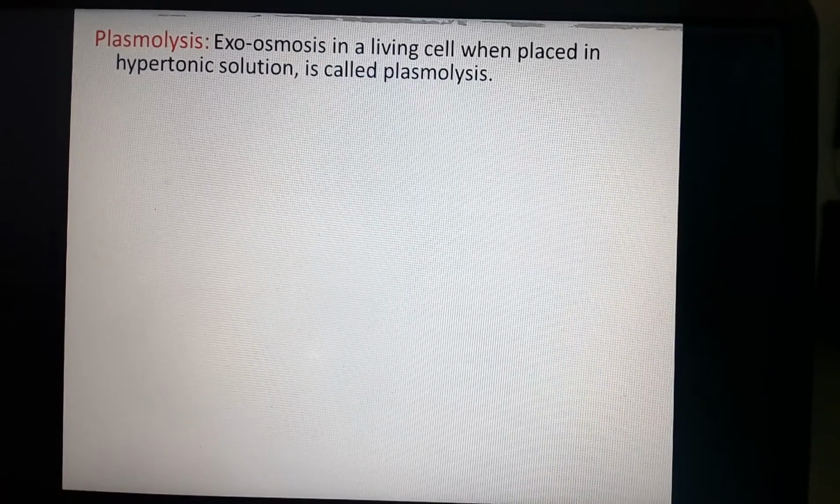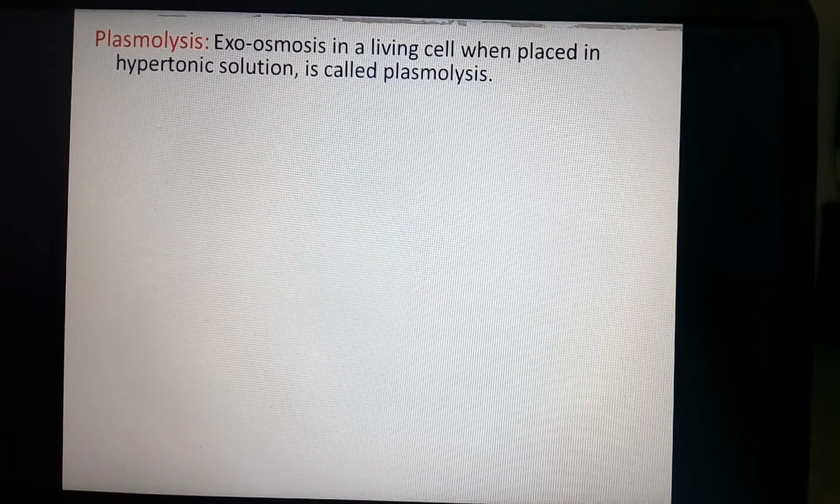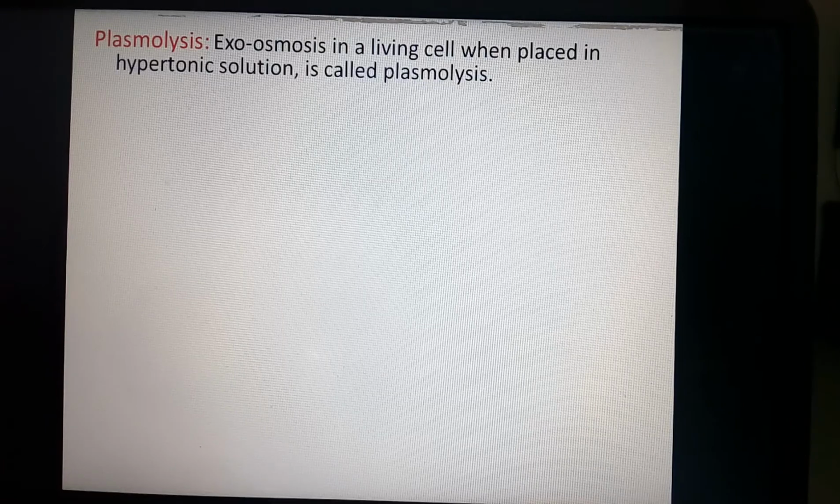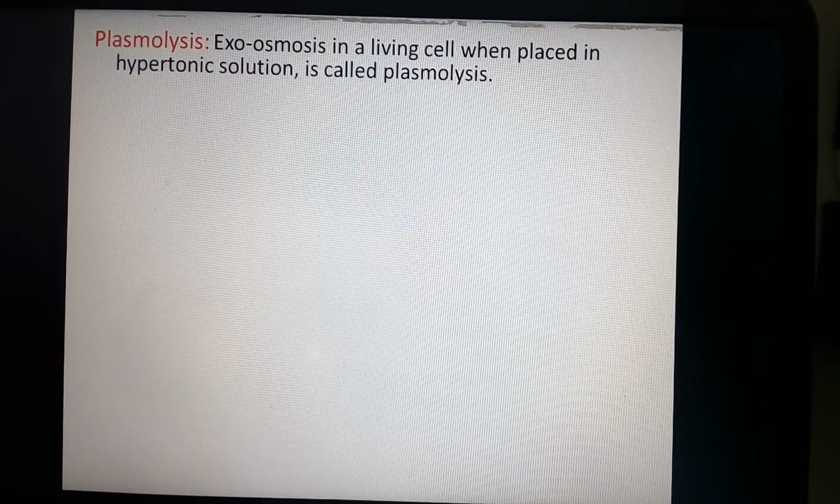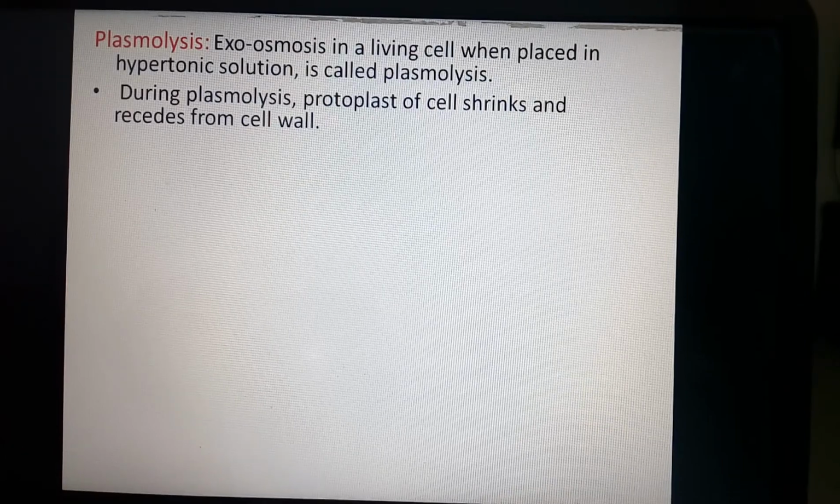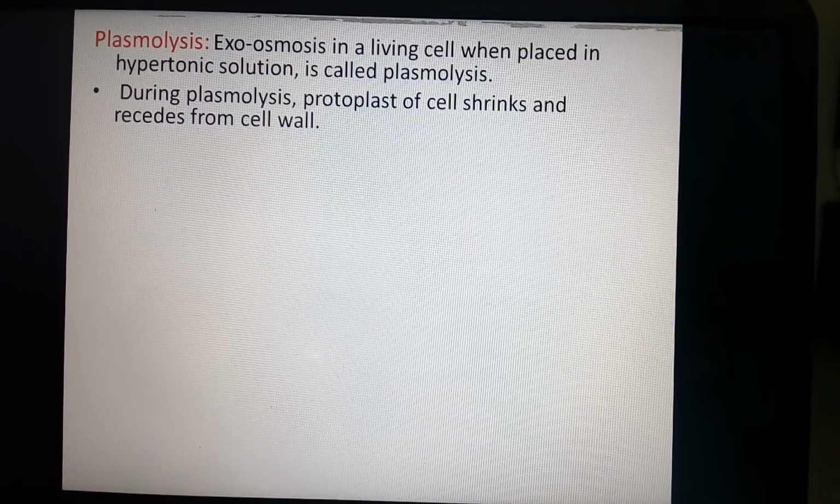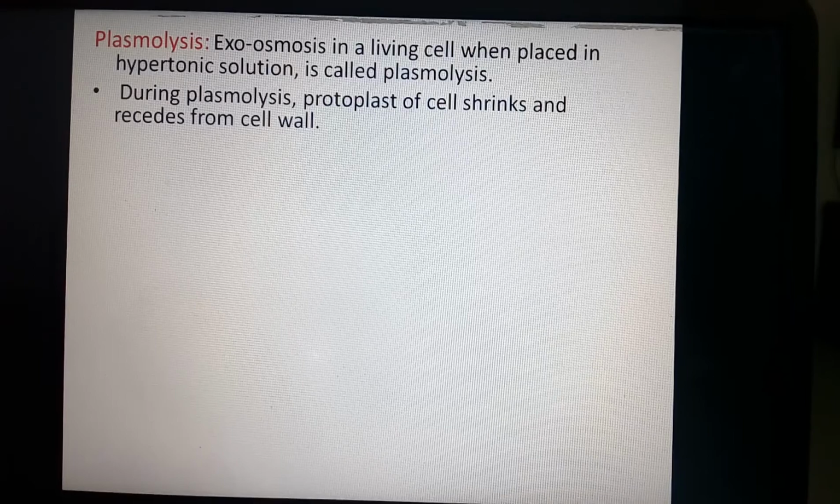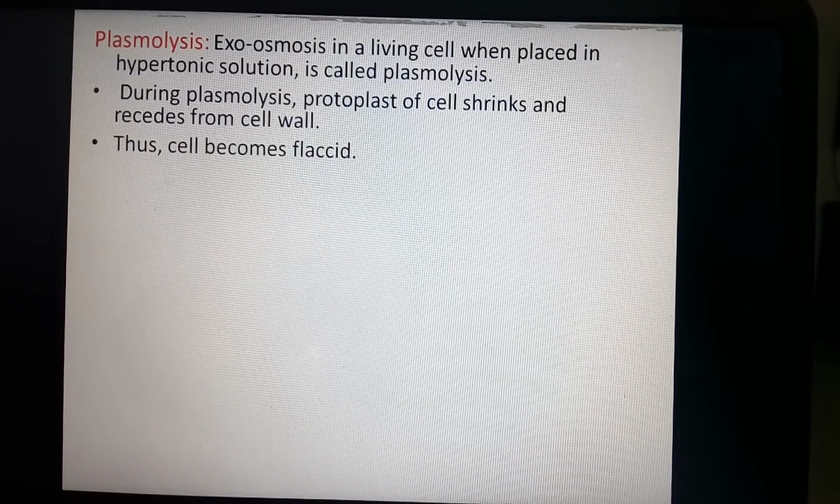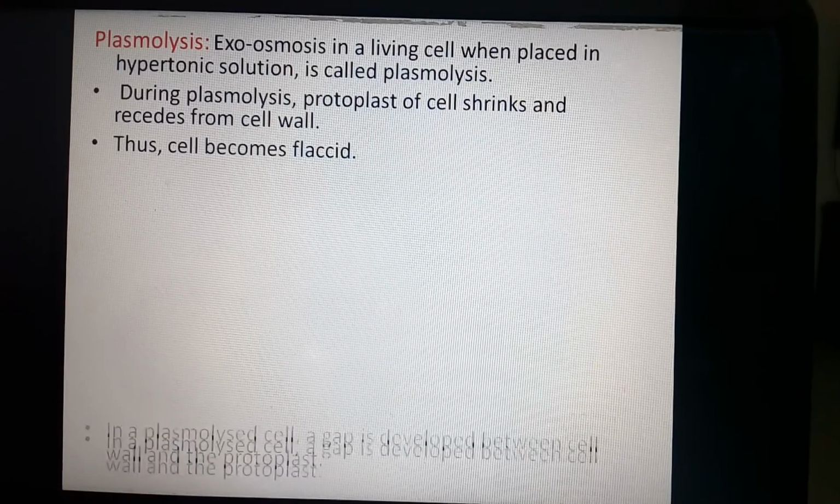What is plasmolysis? When we place a living cell into a hypertonic solution, by the process of exosmosis, the cell's cytoplasmic content moves outside the cell, and it is called plasmolysis. During plasmolysis, the protoplast of the cell shrinks. This shrunken protoplast and the cell wall get separated from each other. Thus the cell becomes flaccid due to exosmosis.